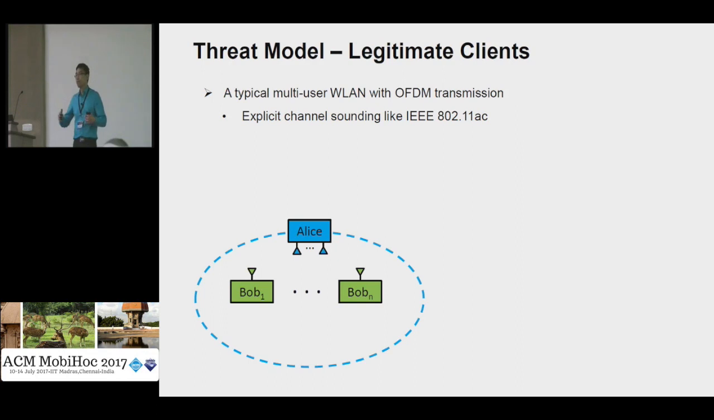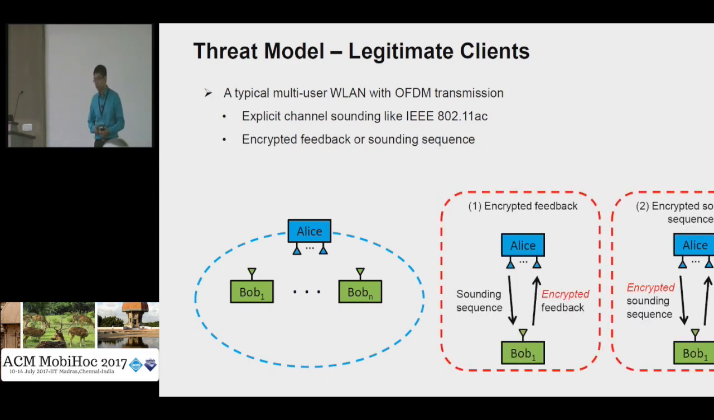For this beamforming transmission, we further assume an explicit channel sounding process is employed within the network, like that of the IEEE 802.11 standard. What this means is that the access point will broadcast some predefined channel sounding patterns for each user, each Bob, to measure the CSI and send the measurement result back to Alice. However, to prevent any malicious node from directly overhearing the measurement result and guessing the CSI between Alice and different Bobs, we further assume that Bobs can encrypt the CSI measurement feedback, or Alice can encrypt the channel sounding sequence.